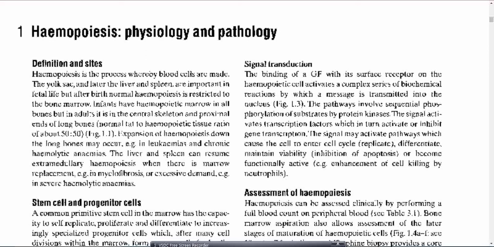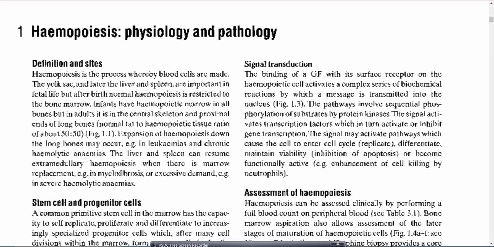The yolk sac and later the liver and spleen are important in fetal life, but after birth, normal hemopoiesis is restricted to the bone marrow. So when the baby is still in intrauterine life, the organs that help in the production of blood are the liver and spleen. But after the birth of the baby, what takes place in hemopoiesis is the bone marrow. So the blood is produced from the bone marrow and not the spleen or liver.